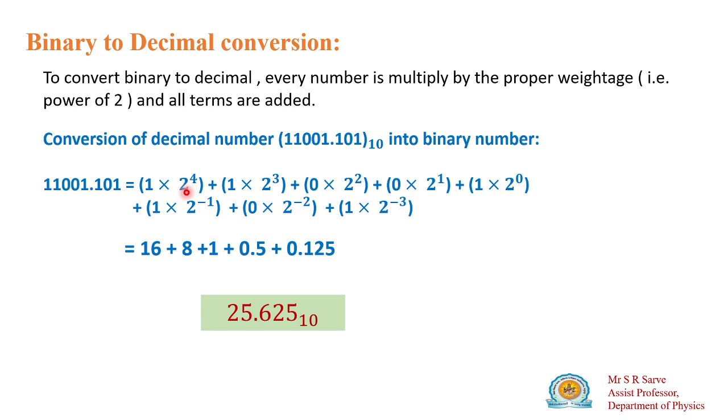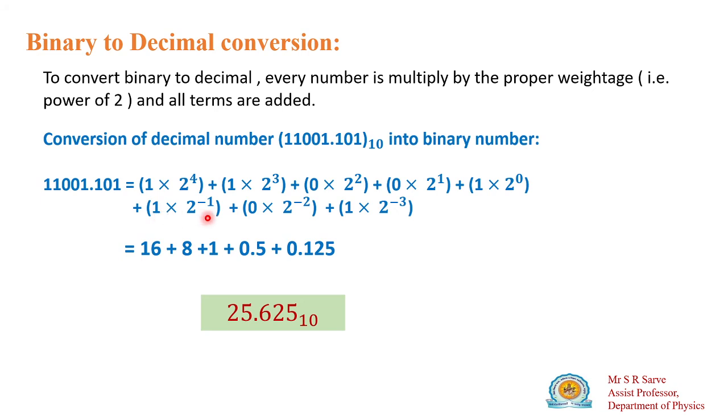So what is this? The first number is 1 into 2 raised to the power 4. 2 raised to the power 4 means 16. 16 into 1, 16 here. 2 raised to the power 3 means 8. 8 into 1 means 8 here. 2 raised to the power 2 means 4. But any quantity multiplied by 0 means 0. There will be no number here. So here 2 raised to the power 1 means 2. 2 into 0 is 0, so there will also be no number. So 2 raised to the power 0: any quantity raised to the power 0 means 1. 1 into 1 means 1. So that's why 1 is there.